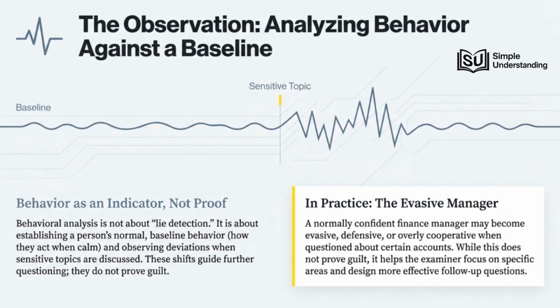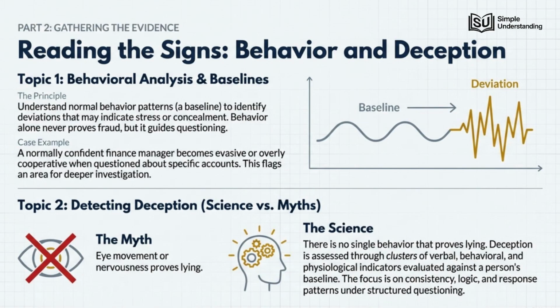For example, a normally confident finance manager may become evasive, defensive, or overly cooperative when questioned about certain accounts. While this does not prove guilt, it helps the examiner focus on specific areas and design more effective follow-up questions and evidence collection strategies. Detecting deception is one of the most misunderstood areas in fraud examination.